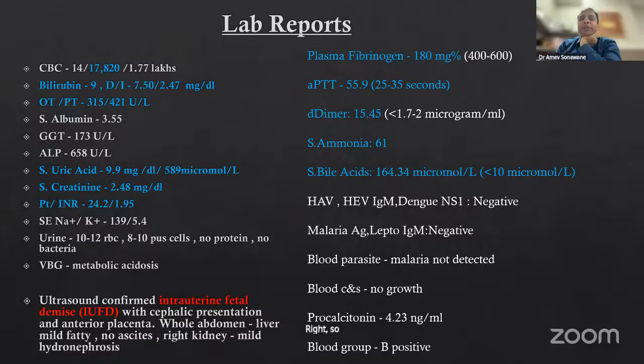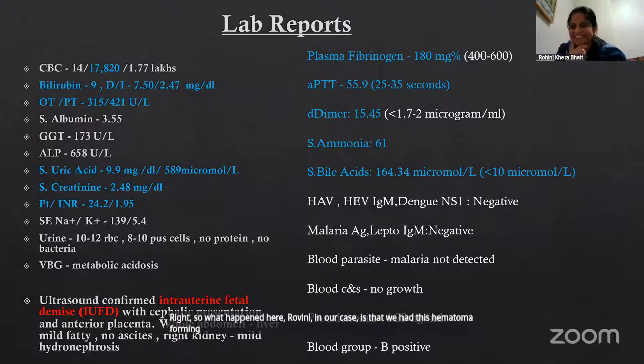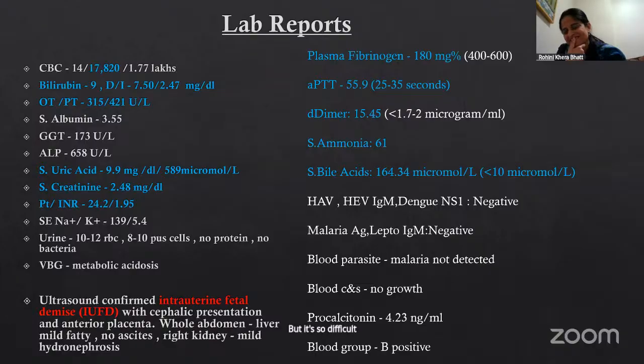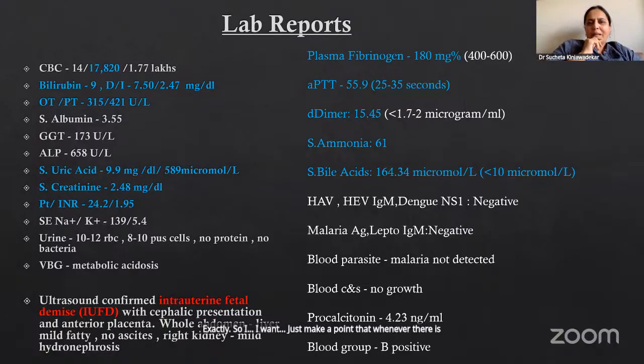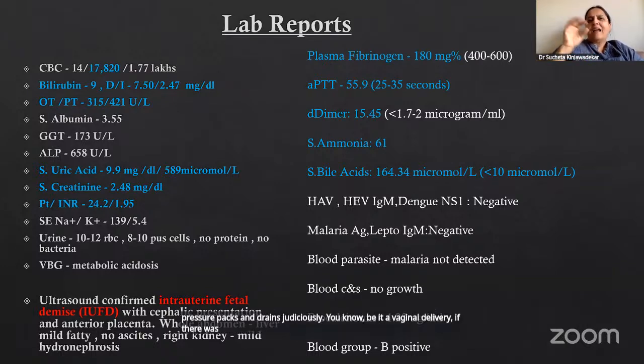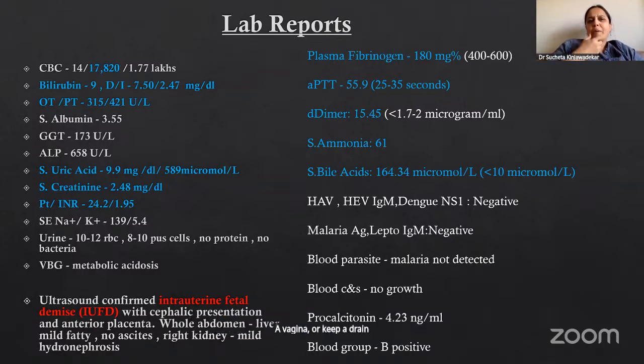Right. So what happened here, Rohini, in our case is that we had this hematoma forming in the vaginal wall, right? And it was so difficult to handle all that bleeding. Just make a point that whenever there is a coagulopathy, it's better that we use pressure packs and drains judiciously. Be it a vaginal delivery, if there was a tear and a possibility of submucous hematoma, pack the vagina or keep a drain. Even if it's an operative delivery, we need to take that care.